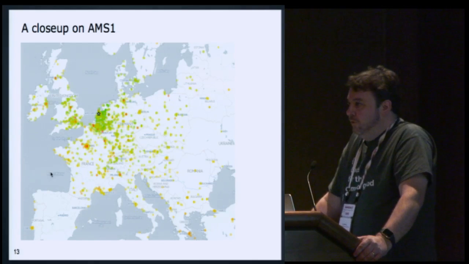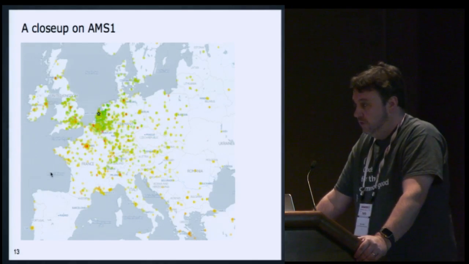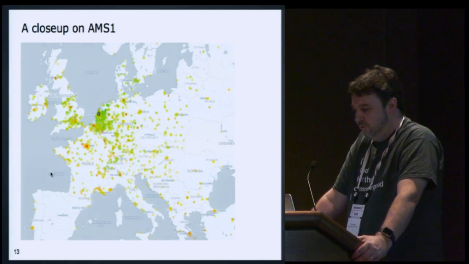Here's a close-up view of the situation in Europe, where our Amsterdam node is very busy. It's a global node, so it's actually announced as a /23 to the global routing table.